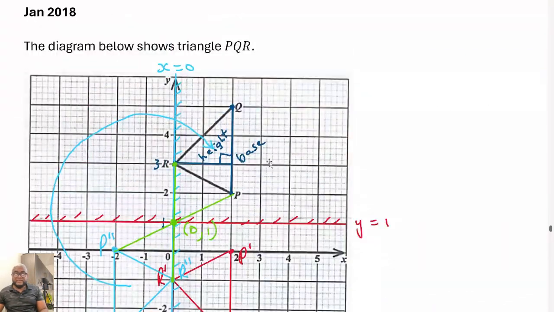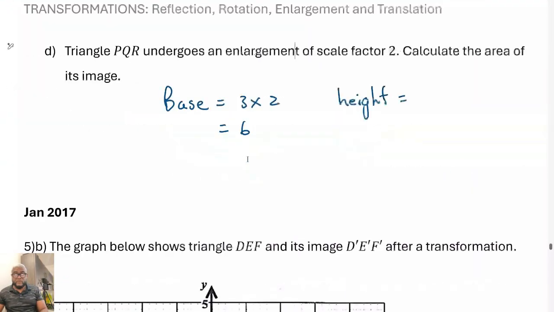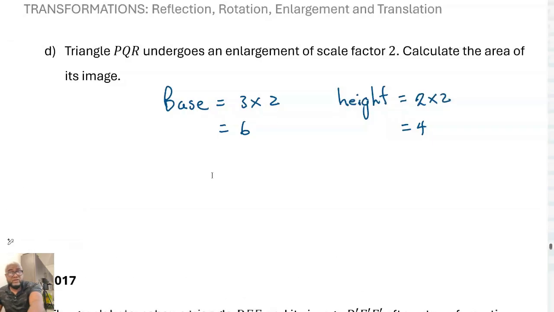What's your height here? From here to here is 2 centimeters. So if we enlarge it by 2, what do we become? 2 by 2 is 4. So your height is 2 multiplied by 2, which is 4. You can put centimeters because it is centimeters.